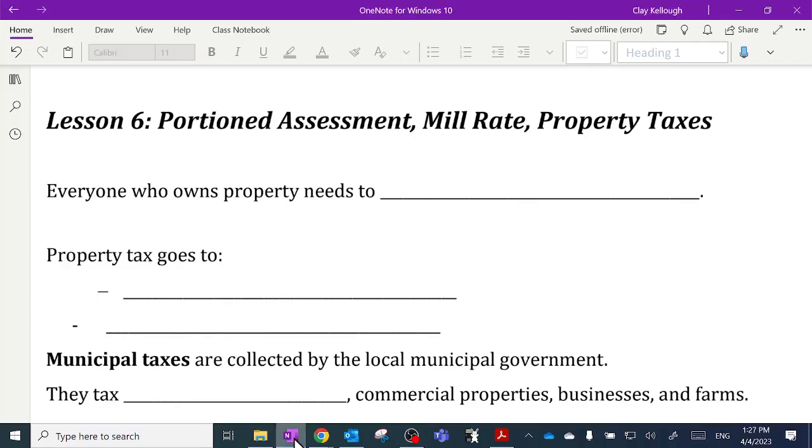Okay, so this is lesson 6 for our 40S essential students in the home finance unit.